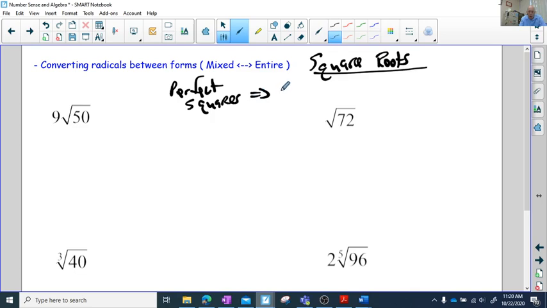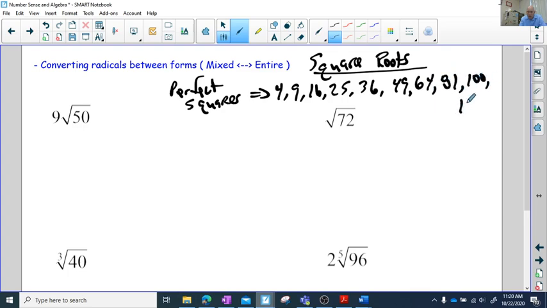I'm not going to count that one. 2 squared, which is 4. 3 squared, which is 9. 4 squared is 16. 25. 36. 49. 64. 81. 100. That's 10 squared. 121. It's 11. 144 is 12. 13 is 169. It's usually going to be one of these numbers.